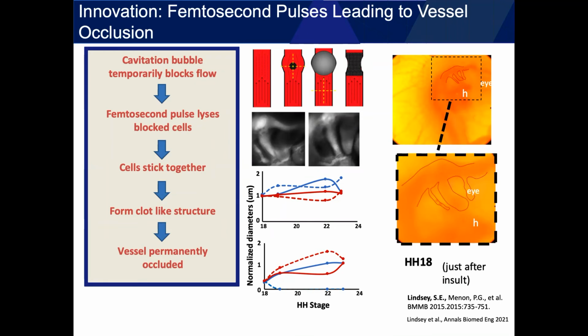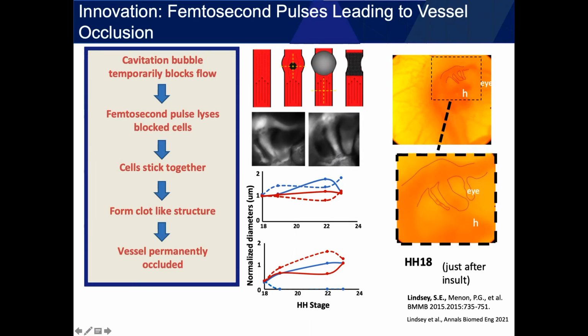Basically, what we do with the ablation laser is we grow a cavitation bubble, and we grow it until it completely blocks flow within a vessel. Then you can actually see the cells line up behind the cavitation bubble, and you lyse these cells, and that's when they become sticky and stick together.